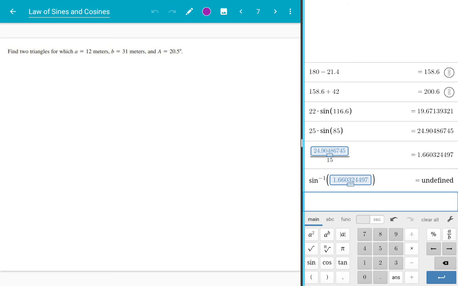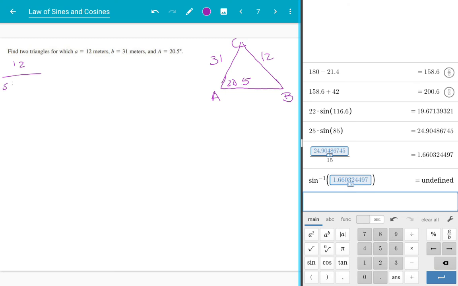All right, so let's go ahead and start this. Let's draw a possible triangle. So we have a is 12. We know this is A, this is B, this is C. So little a is going to be over here, little b is going to be 31, and this is going to be 20.5. Okay, so let's go ahead and solve. So again, we have 12 over the sine.